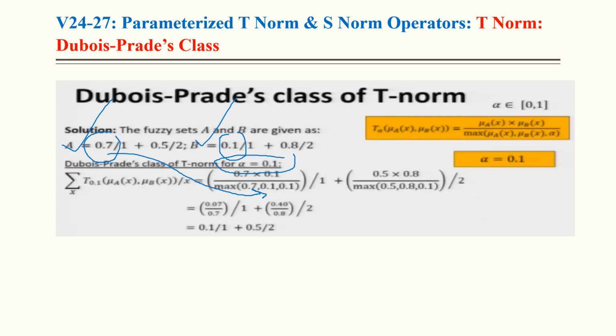0.7 multiplied by 0.1 becomes 0.07, and the maximum of 0.7 and 0.1 comma 0.1 is 0.7, therefore out of them we have to consider 0.7, so this becomes 0.1. And in this case, the maximum of 0.5, 0.8 and 0.1, what we have to consider is 0.8 maximum, that is 0.8. So in this way we calculate. This is easy to cram, therefore we can go ahead with this.